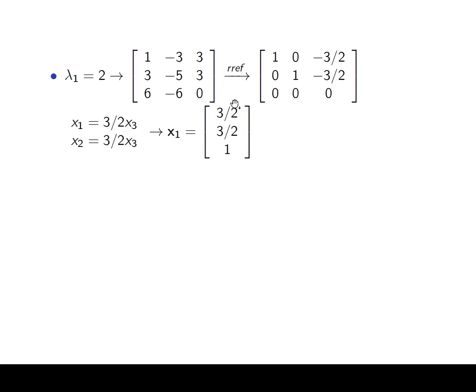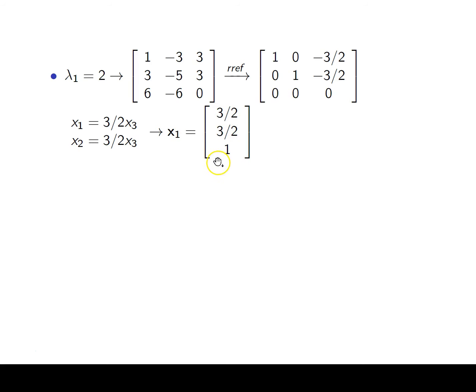Again, if you want to check that this is correct, there's a way to check this also. We haven't talked about it, but we can plug this back into my equation. Okay, so what do I mean by that? Remember that lambda I minus A times this vector x equals 0.